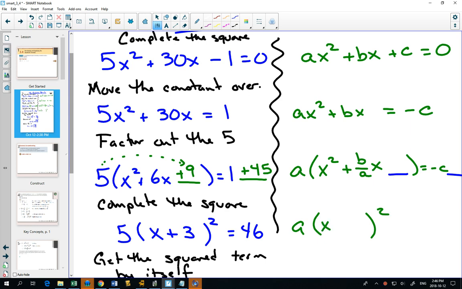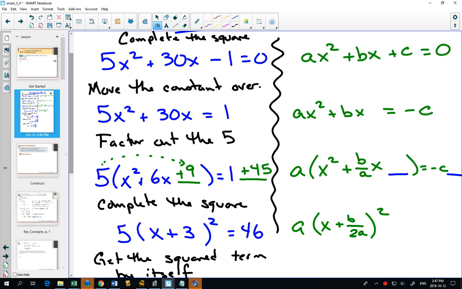What went in here? If it was 6, we put 3. What was the idea that we used to get from 6 to 3? Half of it. So how do we cut this in half? Divide it by 2, or b over 2a. This is not pretty, right? But this is how you create a formula.